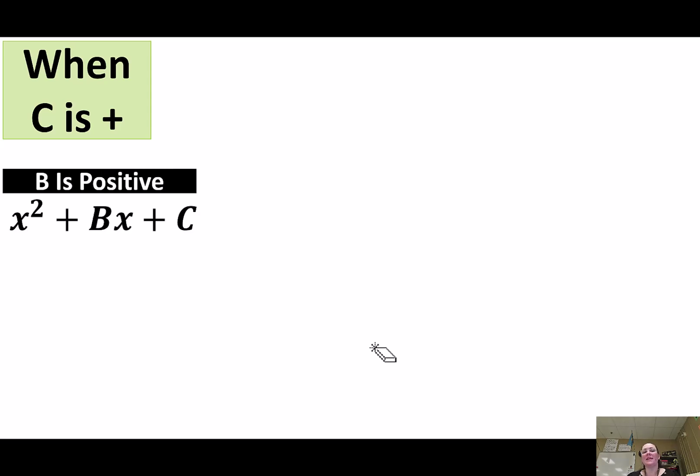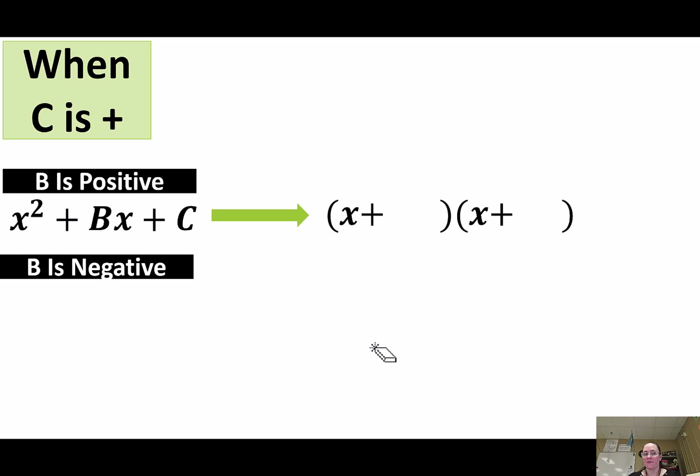Okay, so when c is positive and b is positive, then both my factors are positive. If b is negative, then both of my factors have to be negative.